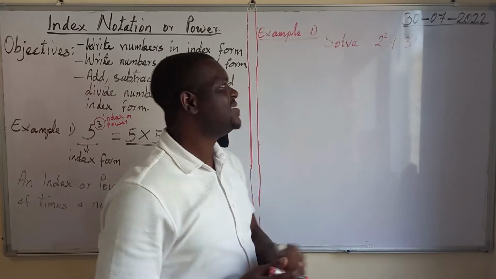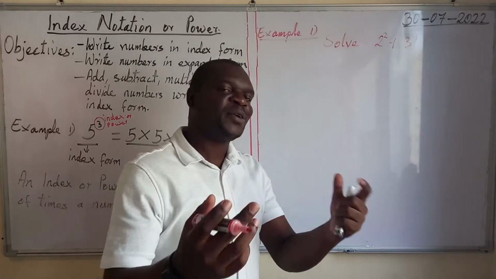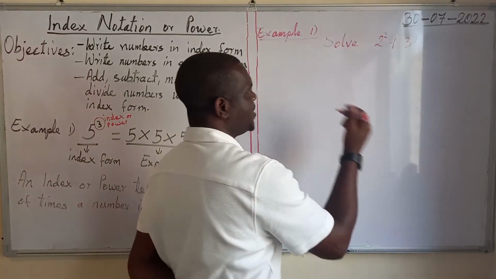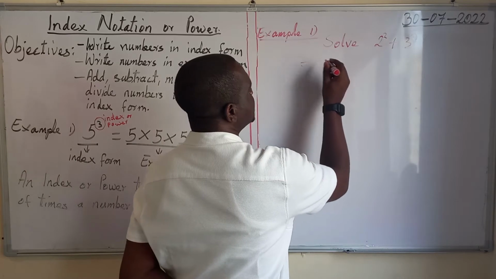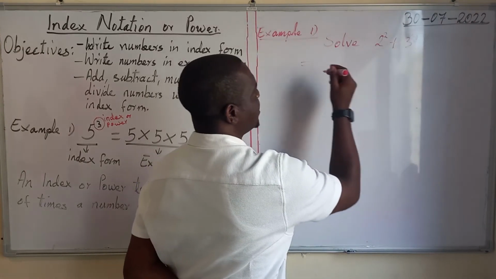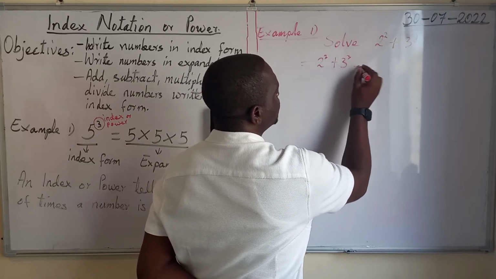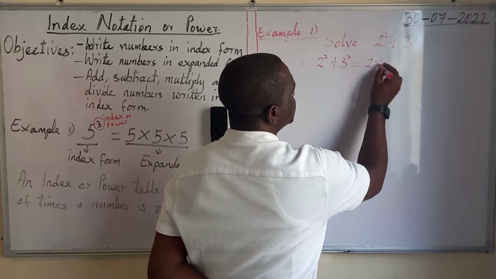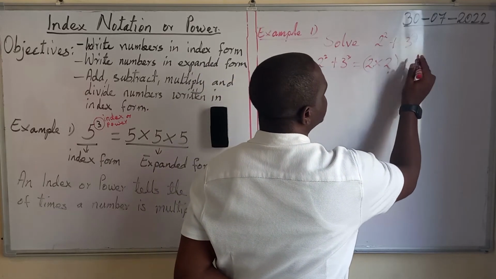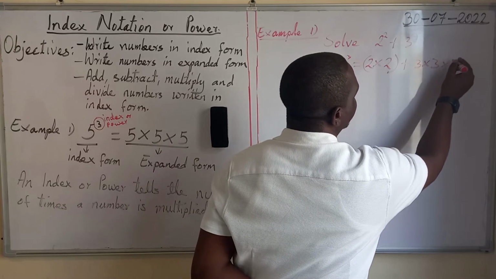Example 1 says, solve 2 square plus 3 cube. How do we do this? Follow up carefully so that you can understand the steps. First, you expand on the left hand side and on the right hand side. 2 square plus 3 cube will be the same as 2 times 2, plus 3 times 3 times 3.